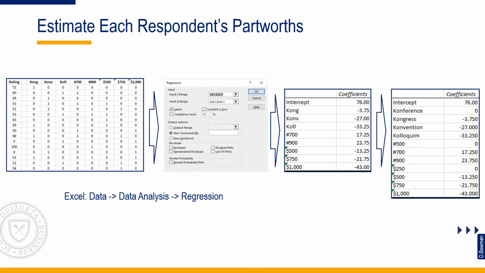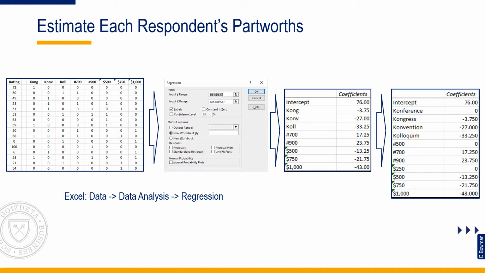We use regression to estimate the part worth utility of each attribute level. To set up the data, we leave out 1 level for each attribute. The left panel shows the data set with Konference, 500 per day capacity, and a price of $250 left out. We use Excel's regression tool to estimate the part worths. The second panel is the dialog box showing the commands. The third panel shows the coefficients estimated from the regression.